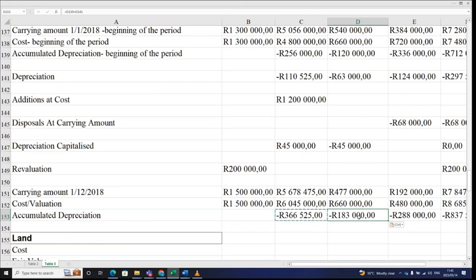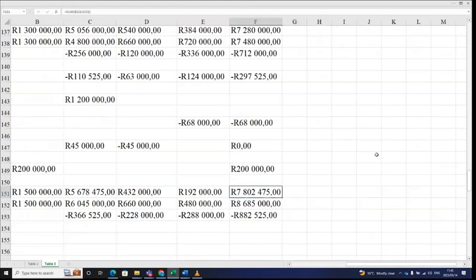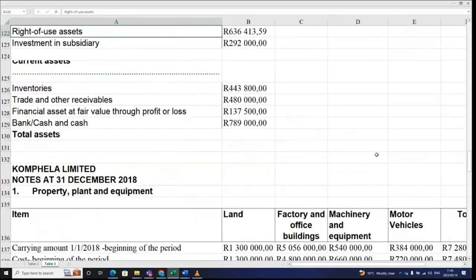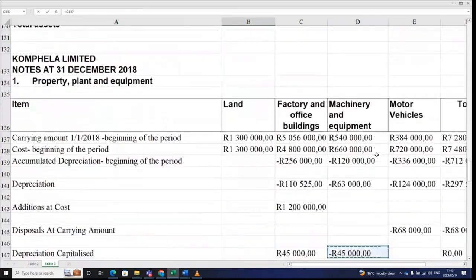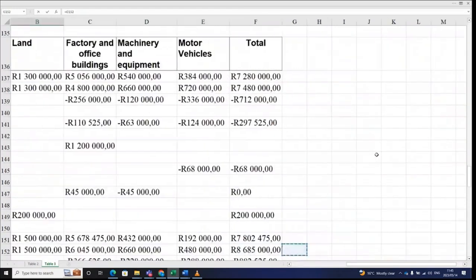Right, guys. So that's your note. There you have it. Then when you combine all the carrying amounts, it comes up to 7.8 million, and that's what you have disclosed as PPE.